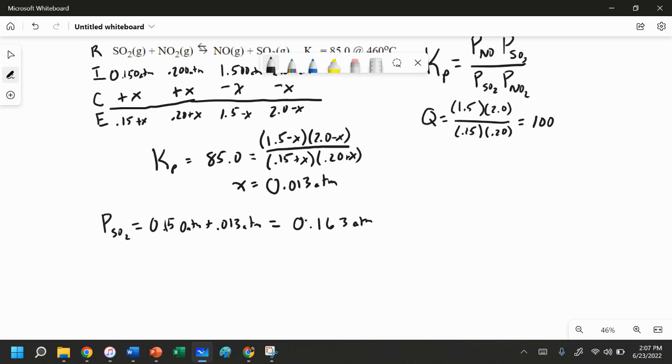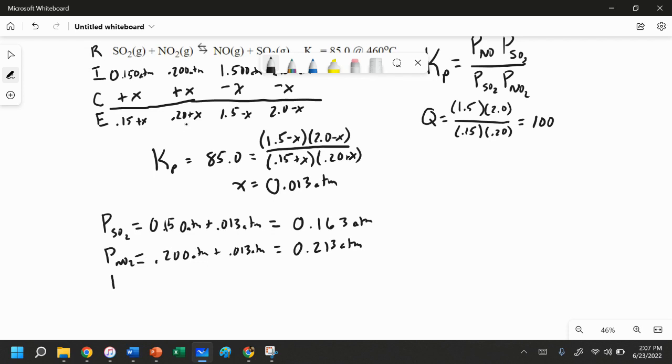We're going to do the same thing for the other three substances. The partial pressure of NO2, we are simply going to take our equilibrium expression with the X and plug in for X. So that is 0.200 atmospheres plus 0.013 atmospheres. And when you solve that, you get 0.213 atmospheres. And that's the equilibrium partial pressure of nitrogen dioxide.